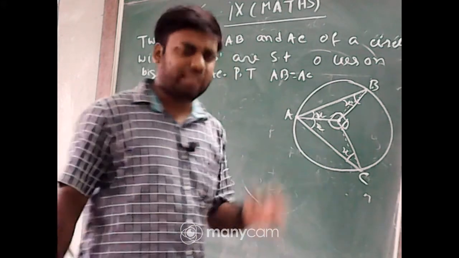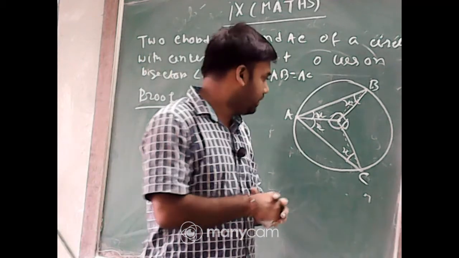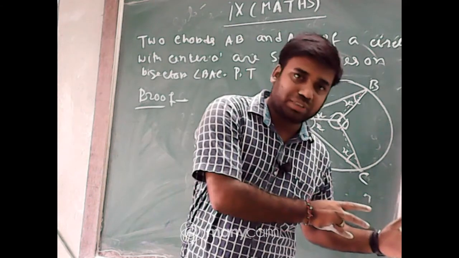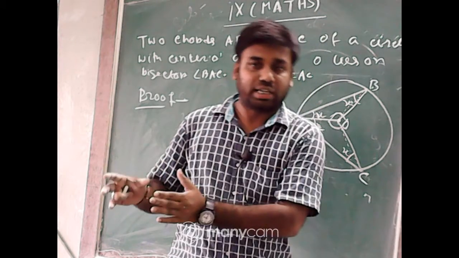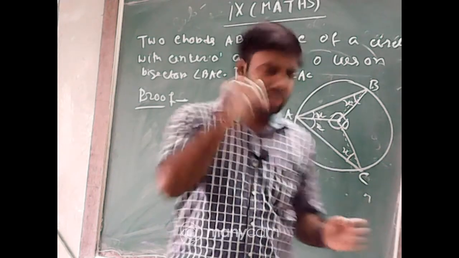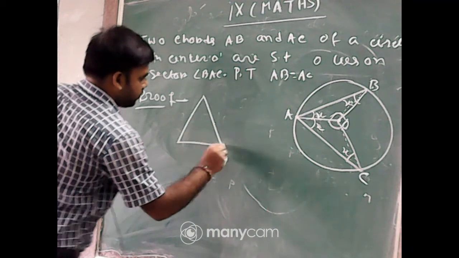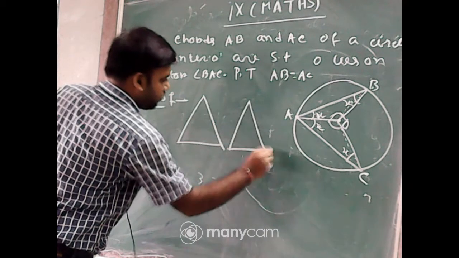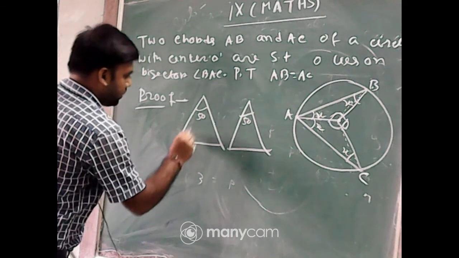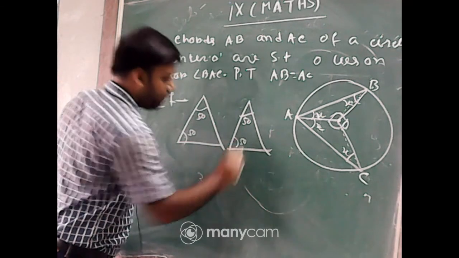And another reason, in the geometry we use the term third angle. Why is it third angle? Because two triangles are there. Already two angles of this triangle and two angles of that triangle are equal. So third angle must be equal, this angle and this angle. For example, it is 50 degree, it is 50 degree, it is also 50 degree, and it is also 50 degree.